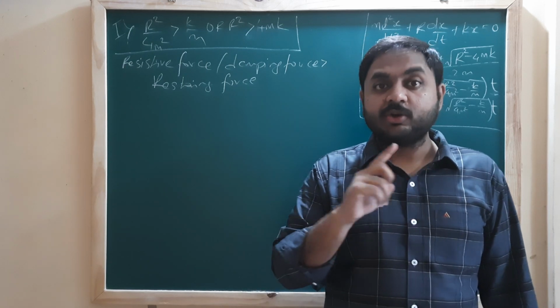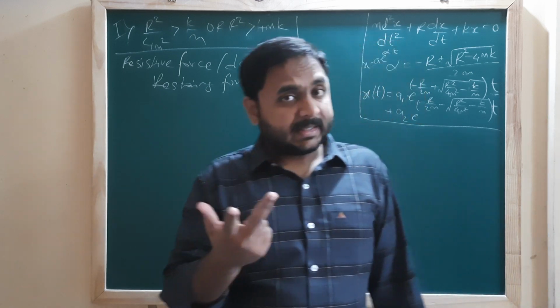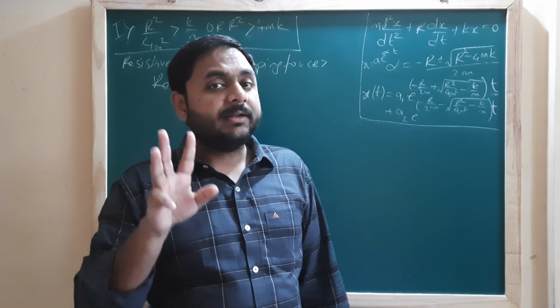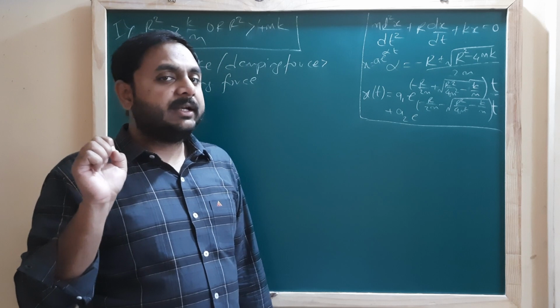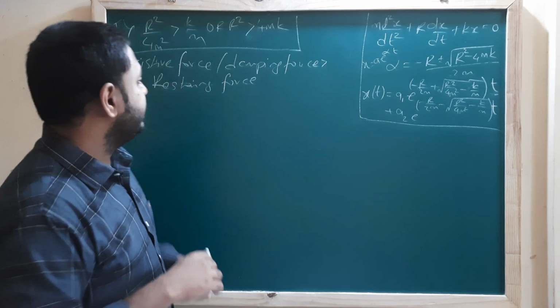One particular motion is called overdamped motion. What does it mean? We'll come to it in a moment. The second type of motion is critically damped, and the third type is underdamped oscillatory motion. What do all these three mean? Let us try and understand.